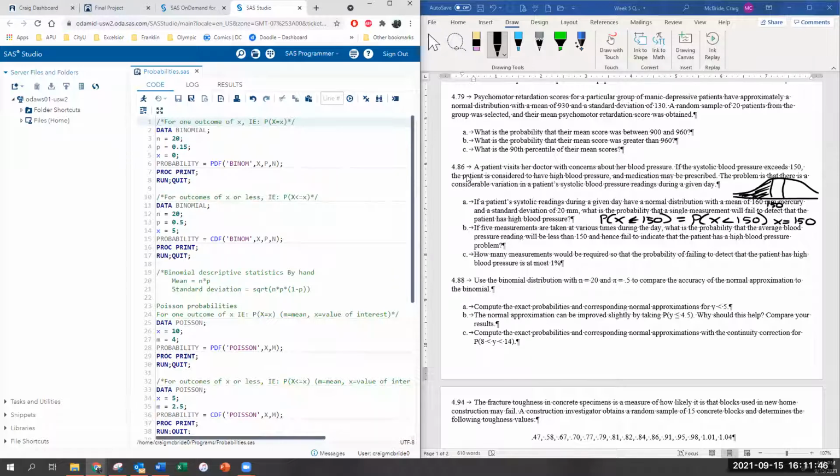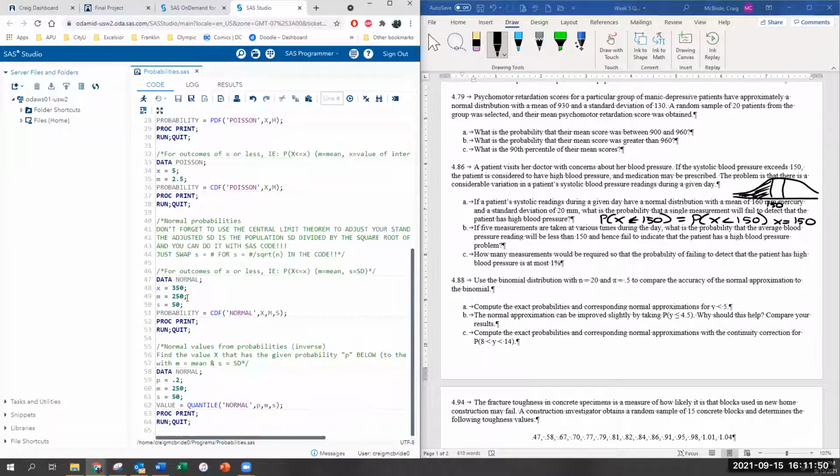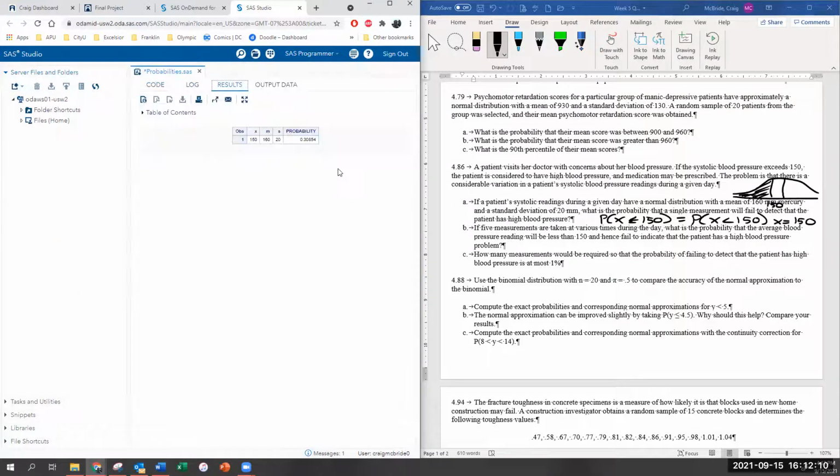Okay. So we're going to go over here to our normal CDF. The X that we care about is 150. The average that we have is 160. And the standard deviation that we have is 20. And we just run that. And that's our answer.